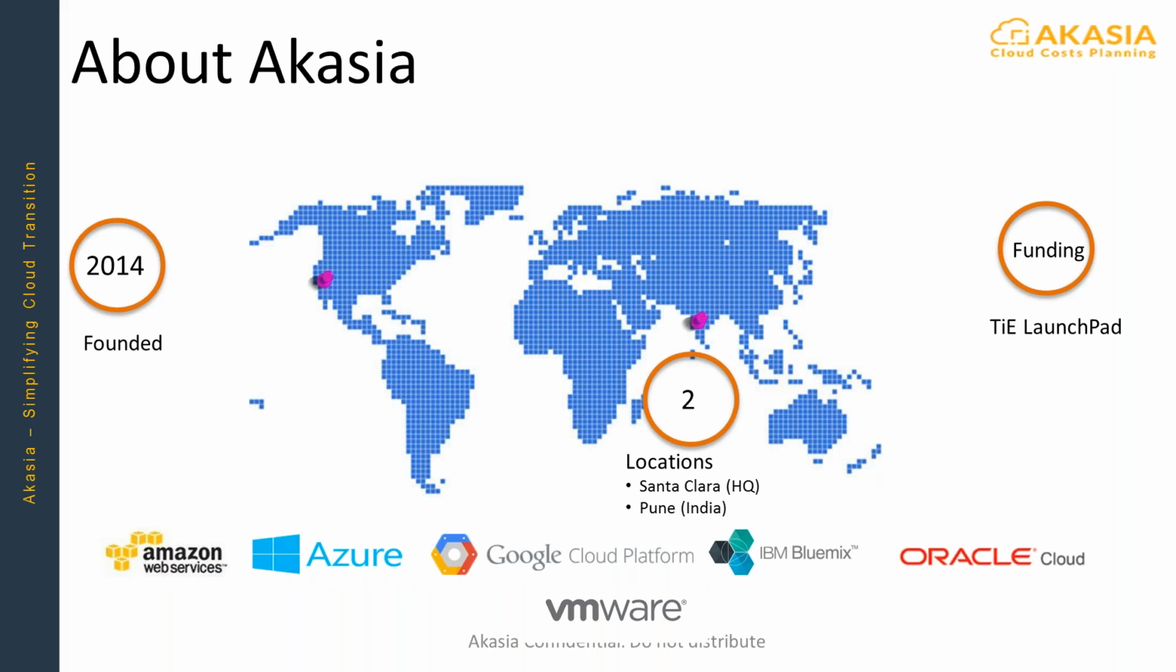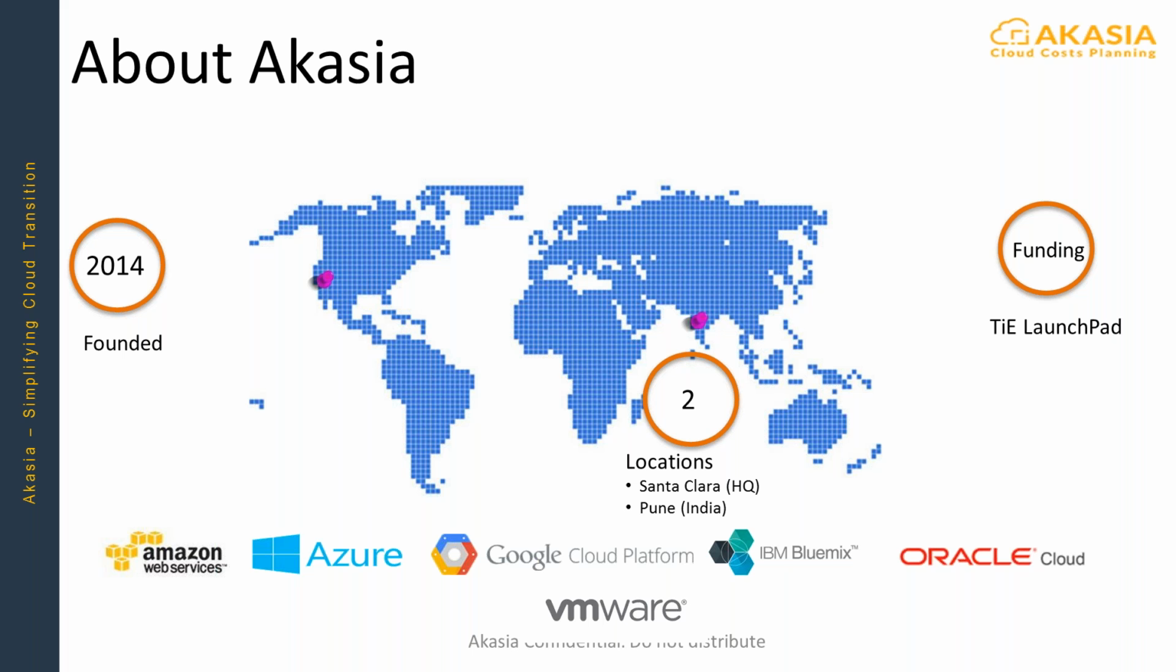All right? So with that, Garima, can you tell us a little bit more about the company? Sure. So as an introduction, for those of you that are new to our messaging here, we were founded in 2014. We have two locations. Our headquarters are in Santa Clara, California, and we have a development arm in Pune in India. We are funded by Thai Launchpad as well as several angel investors.